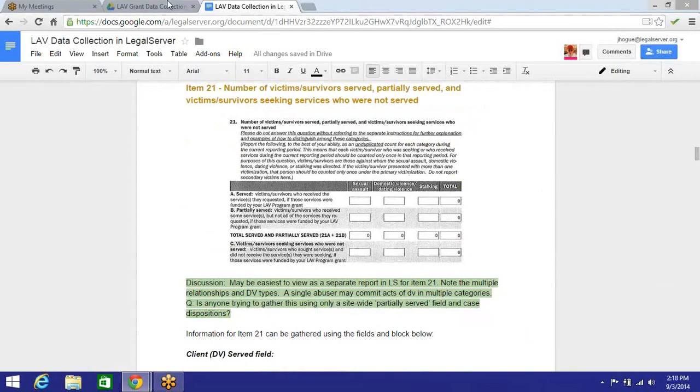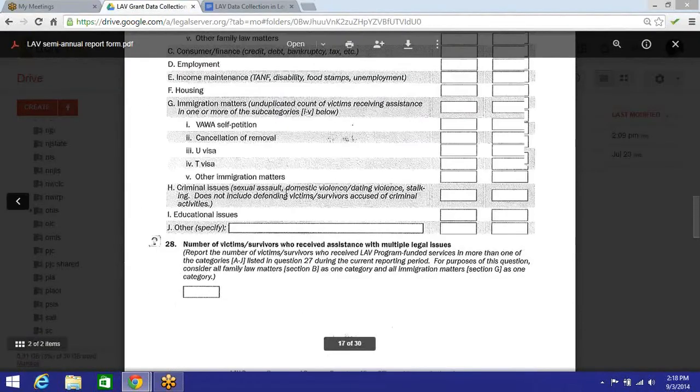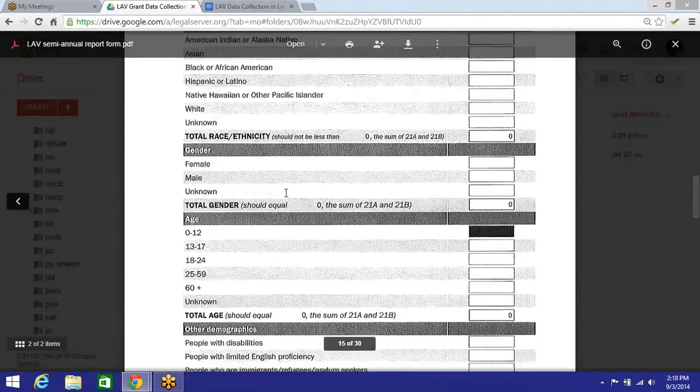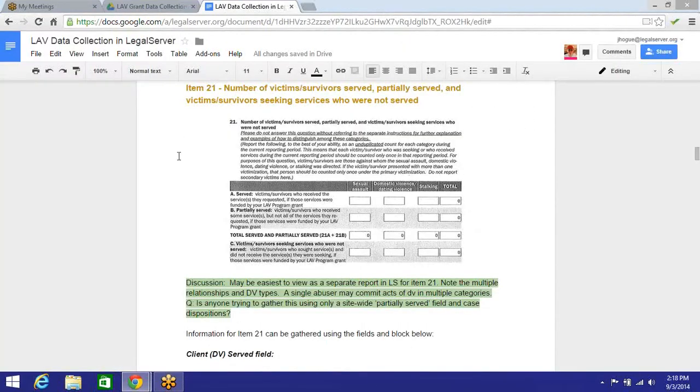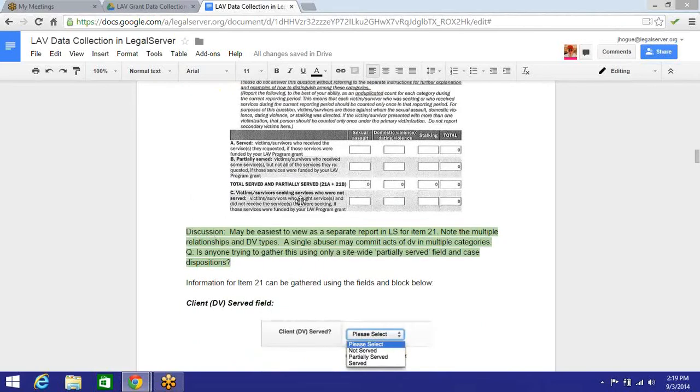Item 21 on the report, and we're getting this straight off of the actual report that you have to turn in, is the number of victims or survivors served, partially served, and seeking services who were not served. So this breaks down to, again, each case, where we've collected sexual assault, domestic violence, and stalking as what type of abuse is involved in the case.